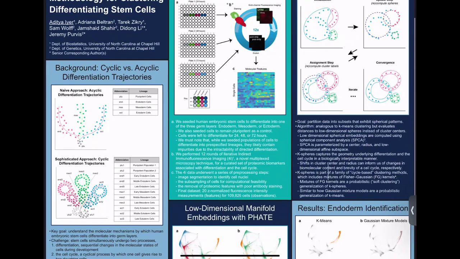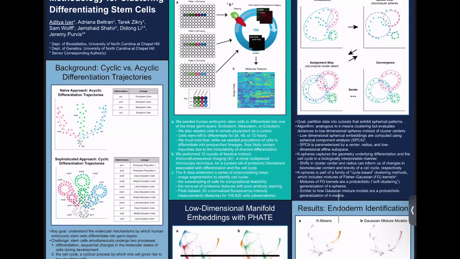We place K-spheres in a family of cycle-based clustering methods. These include mixtures of Fisher-Gaussian, or mixtures of FG kernels. Mixtures of FG kernels are a probabilistic or soft clustering generalization of K-spheres, similar to how Gaussian mixture models are a probabilistic generalization of K-means. Additional cycle-based clustering methods can be conceived with the potential to outperform K-spheres at capturing the cell cycle-induced heterogeneity of differentiation. For example, spherical principal component analysis can be replaced with a method for ellipsoid fitting, as a cell cycle may not be perfectly spherical in nature.